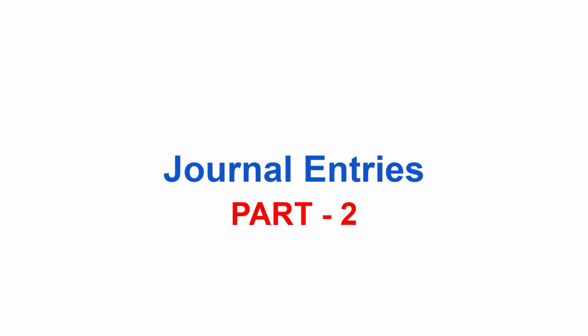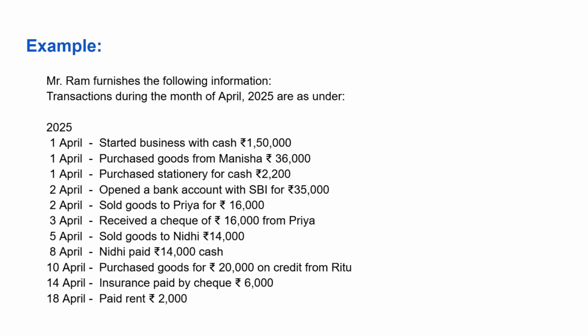Alright, let's get started. Mr. Ram furnishes the following information. Transactions during the month of April 2025 are as under. 2025, April 1st, started business with cash rupees 1,50,000. 1st April, purchased goods from Manisha rupees 36,000. 1st April, purchased stationery for cash rupees 2,200.